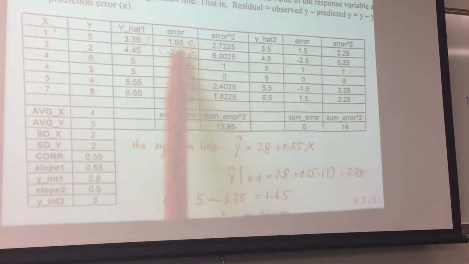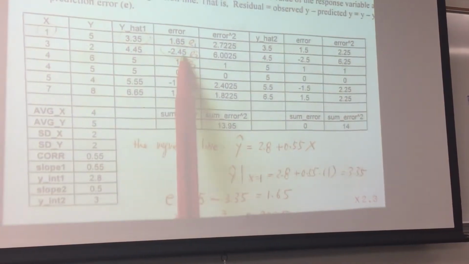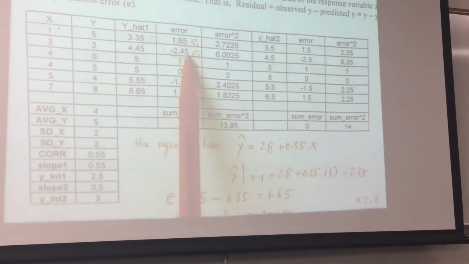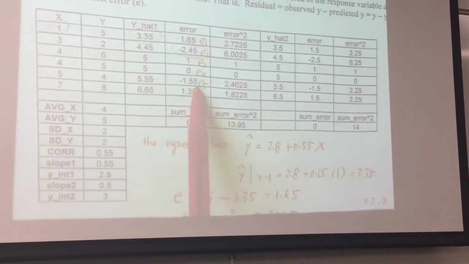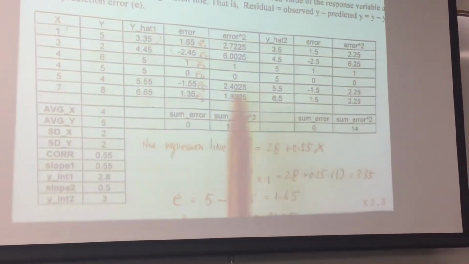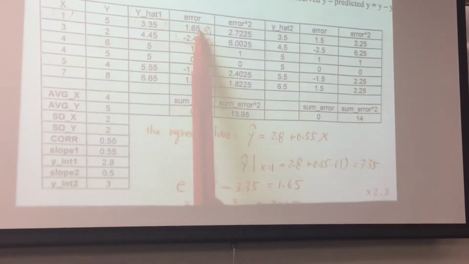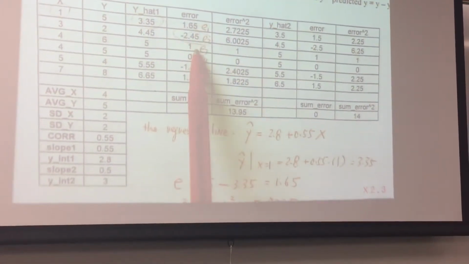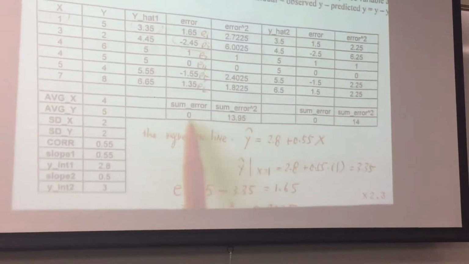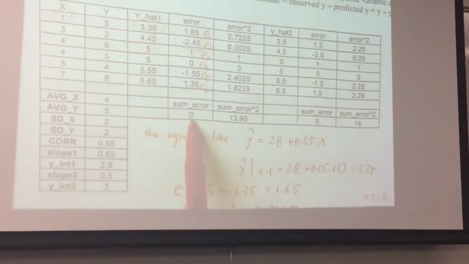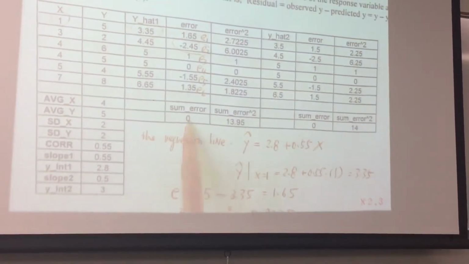0. Let's check. 1.65 minus 2.45. Now look at minus 2.45 minus 1.55. It's minus 4. Minus 4, then add 1.35 plus 1.65 is 3. 3 plus 1 is 4. So 4 minus 4 is what? Is 0. Do you see that? So overall prediction error is 0.